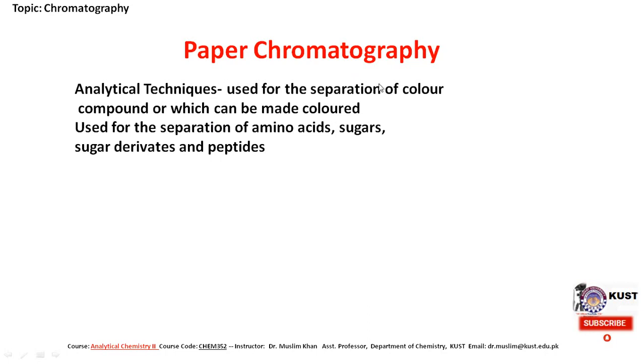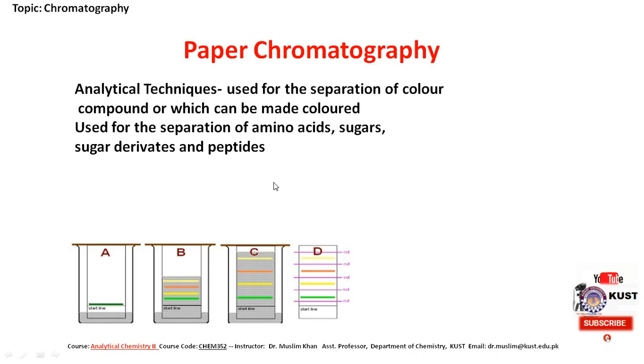Paper chromatography is an analytical technique used for the separation and identification of mixtures that are either colored or can be made colored. It is a type of liquid partition chromatography. It can be used for the separation of amino acids, sugars, sugar derivatives, and peptides. Usually our students get confused that in paper chromatography, the stationary phase is paper. No, it's not. In paper chromatography, the stationary phase is water.